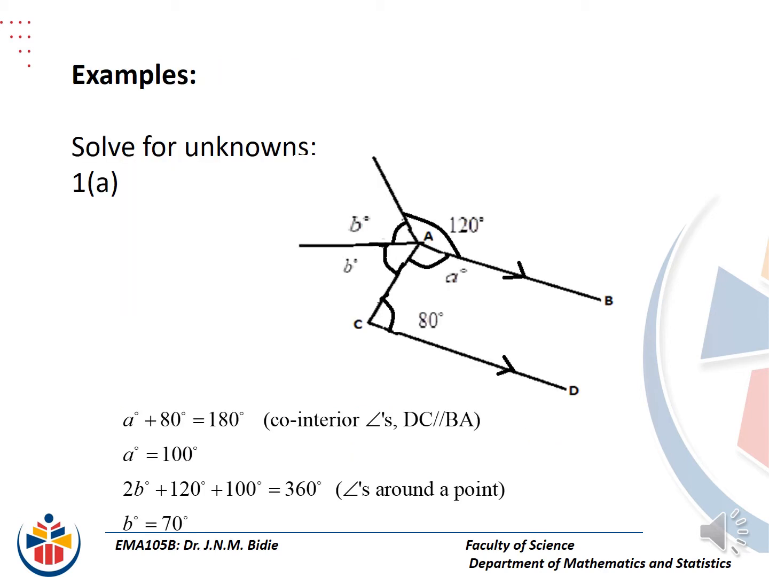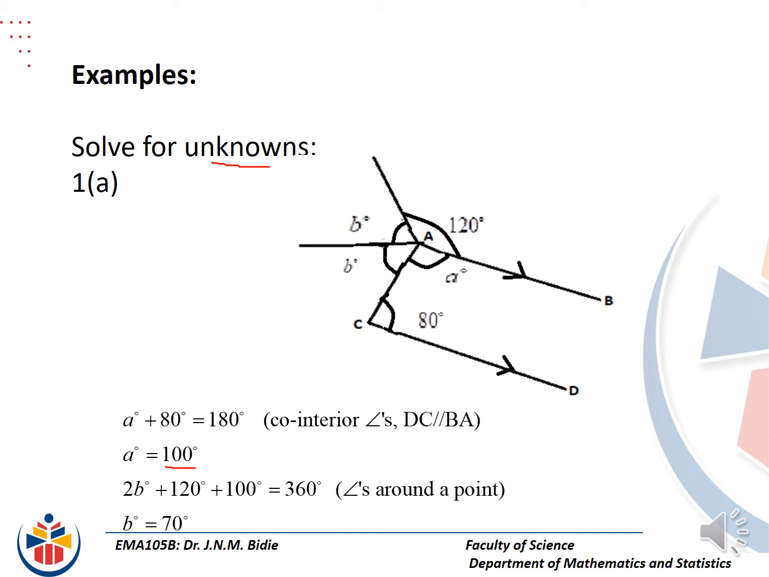Let's do some examples. In the diagram given, we're asked to find the values for the unknowns. Firstly, A and angle C are co-interior angles. Therefore, A plus 80 is equal to 180 degrees because we've been given that AB and CD are parallel. Therefore, A is 100 degrees.